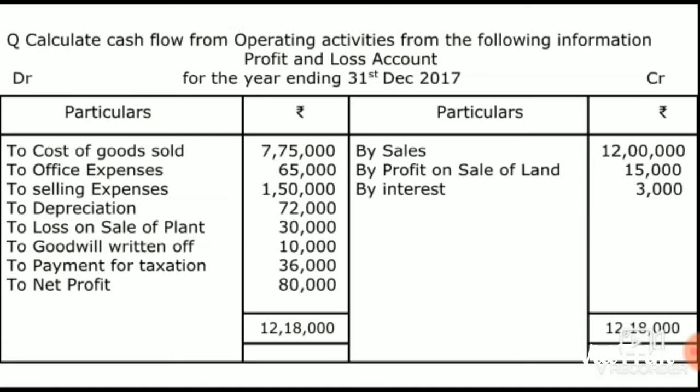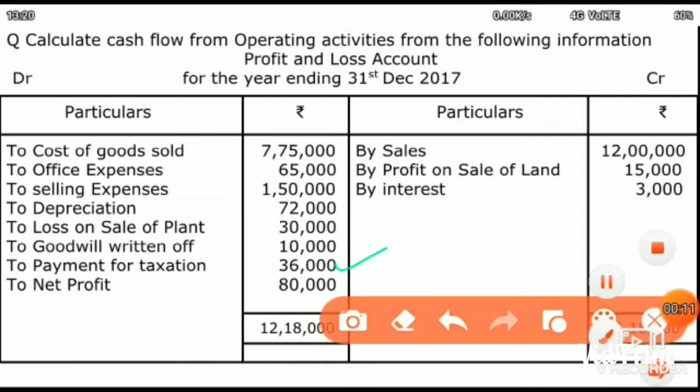This is important in the statement because the statement starts with net profit before tax. Let us get back to our question. We have already started with the net profit, which is 80,000, in our statement. Look at the profit and loss account of this question. We find that the payment for tax is rupees 36,000 for the year. But in the question, the provision for tax made for the year is not given. So in this case, we assume that whatever the provision for tax made for the year, the same amount is taken as payment for tax for the year.